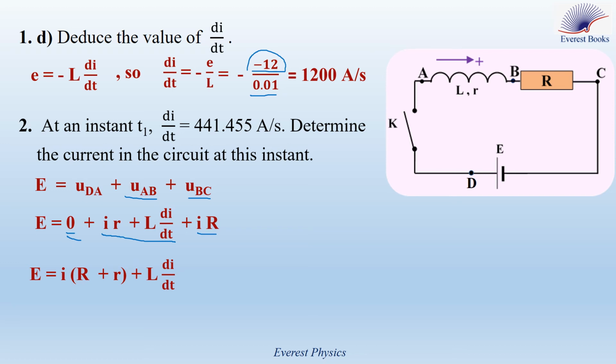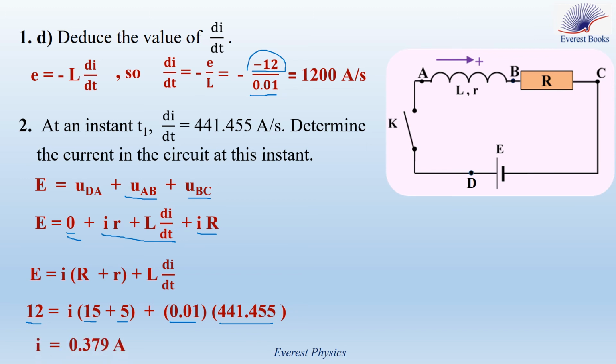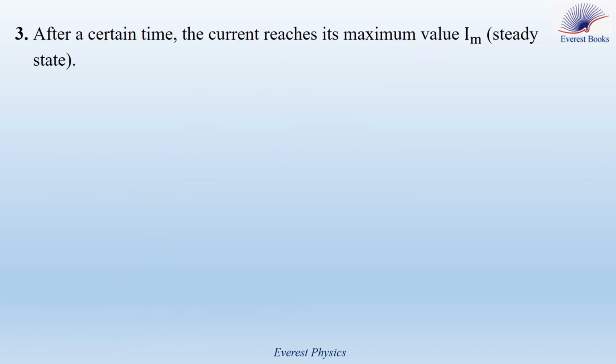Now replace each physical quantity by its value. So E is equal to 12 volts, the capital R is 15 ohms, the small r is 5 ohms, the inductance is 0.01 henry, and the time derivative of the current at this instant is equal to 441.455, and the current at this instant is equal to 0.379 amperes.